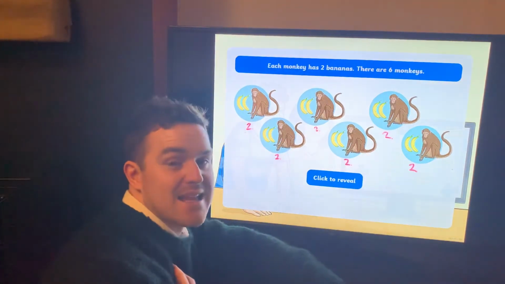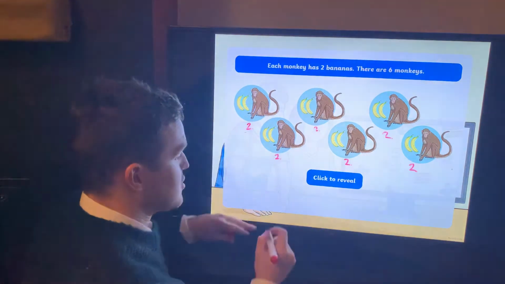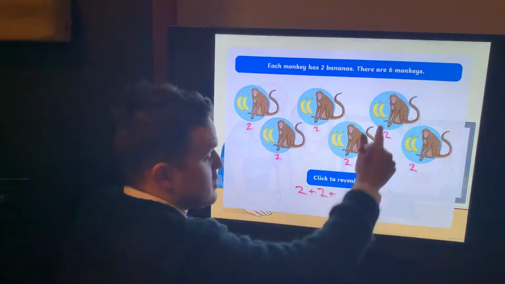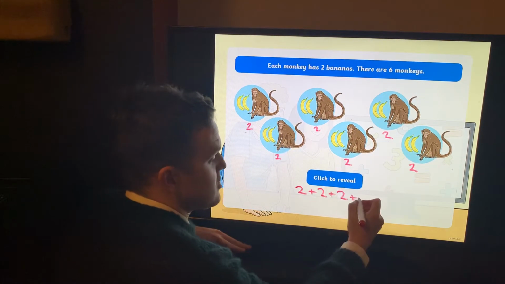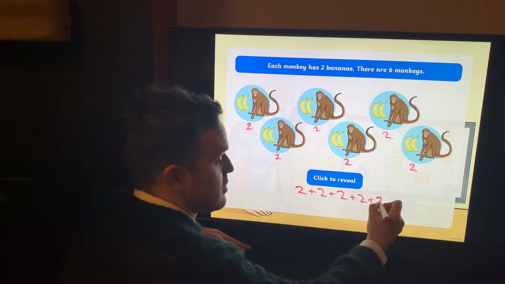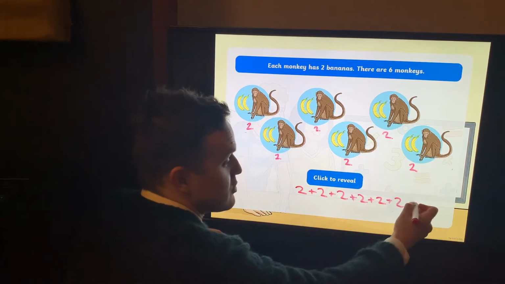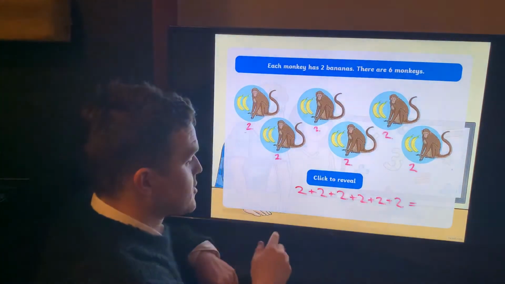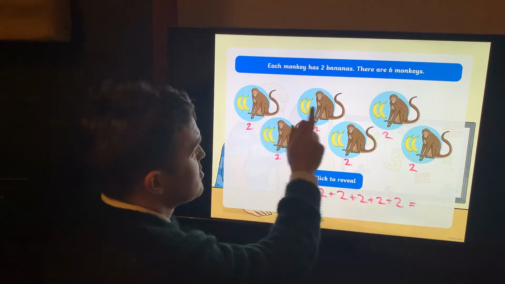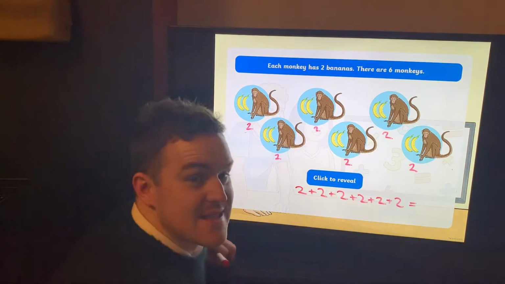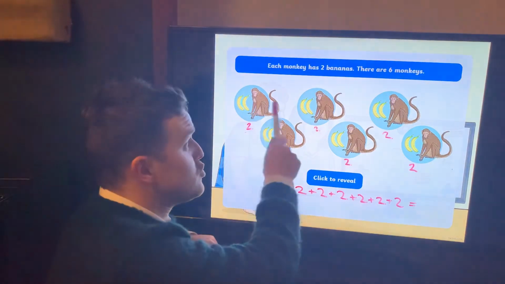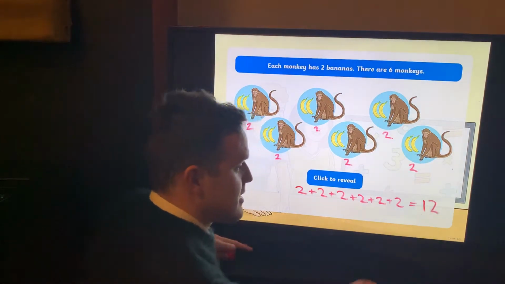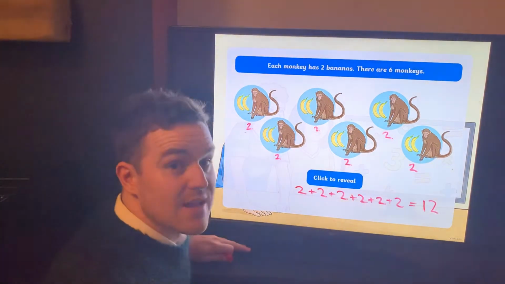So if I was writing it as a repeated addition sentence, I would say I've got 2 for him. So I've got 2 add 2 add 2 add his 2 add his 2 add his 2 equals, and I'm going to check that I have 1 set of 2 for each monkey. So 1, 2, 3, 4, 5, 6. How many is that all together? Well, we already worked it out. 2, 4, 6, 8, 10, 12. 2 add 2 add 2 add 2 add 2 add 2 equals 12.